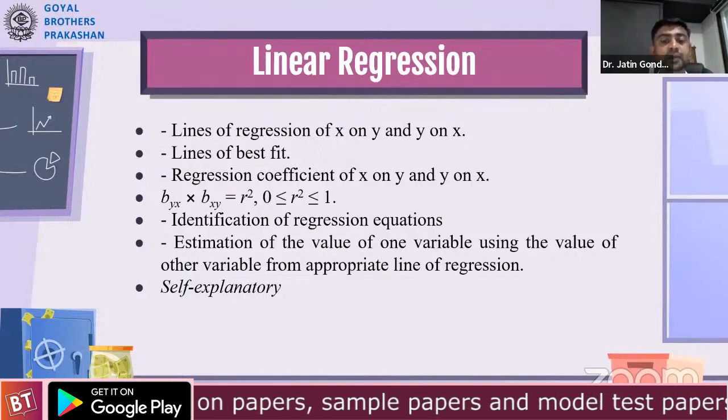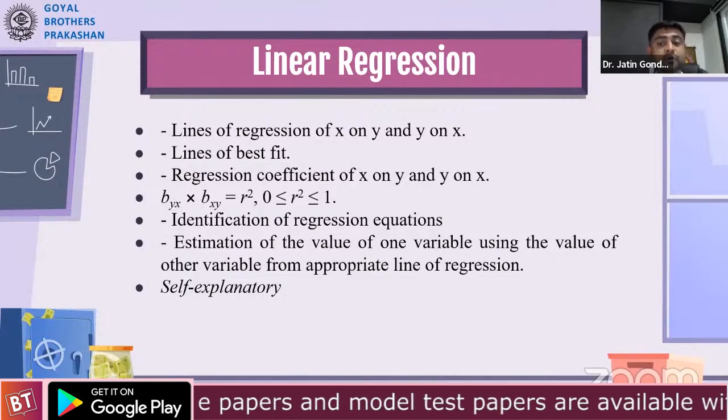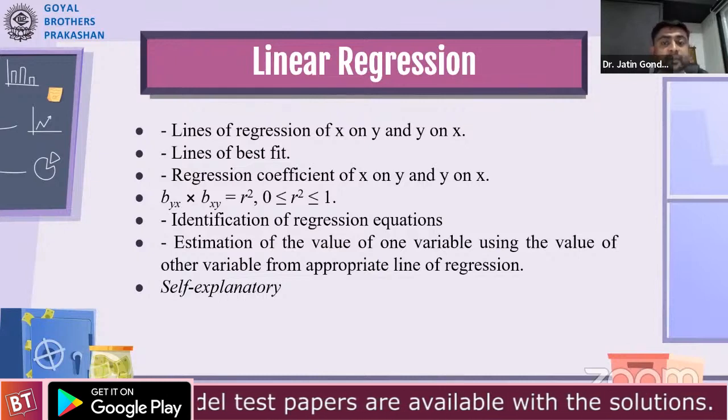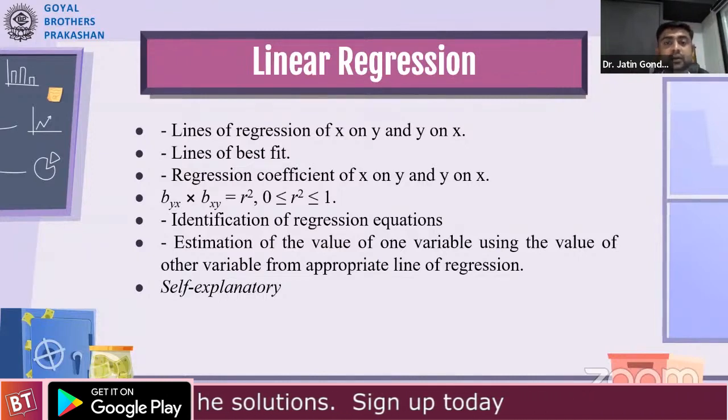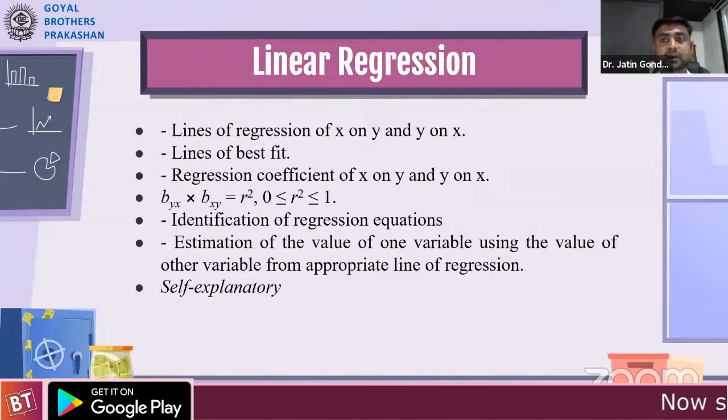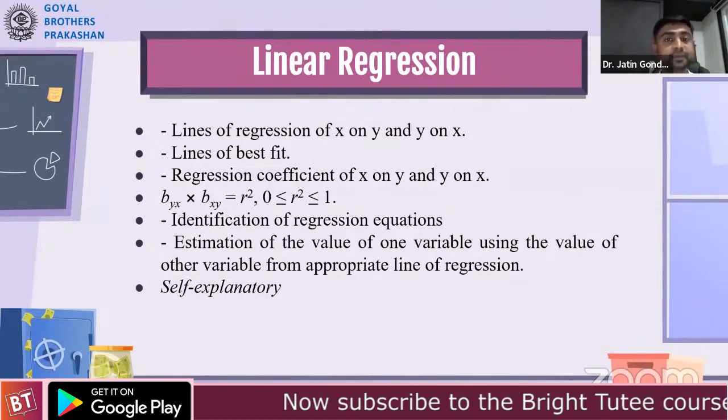Then identification of regression equations, estimation of value of one variable using the value of other variable from appropriate line of regression. And under linear regression, as I said, scatter diagram is not there.